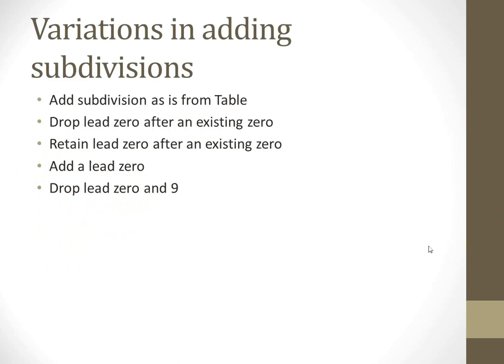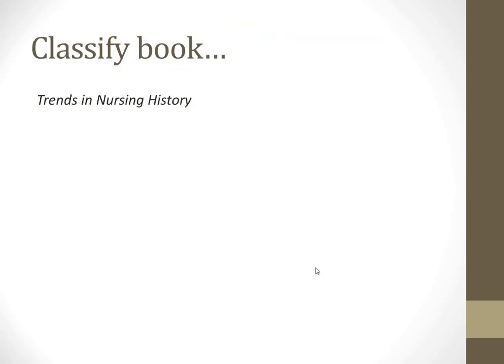The last one is the only one that's different. If the schedules tell you to do this, you could drop the lead 0 and the number 9. Since the subdivisions from Table 2 all have to be preceded by 09, sometimes there is the option to drop both the 0 and the 9. So let's see an example.